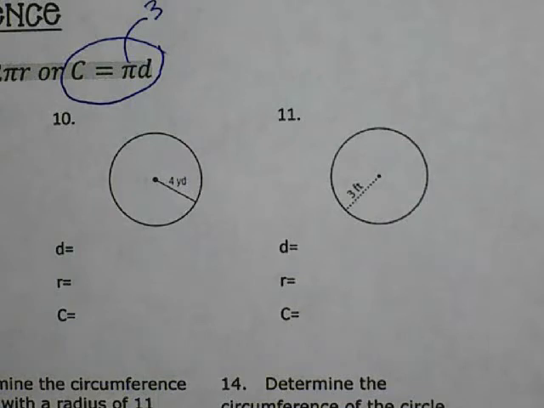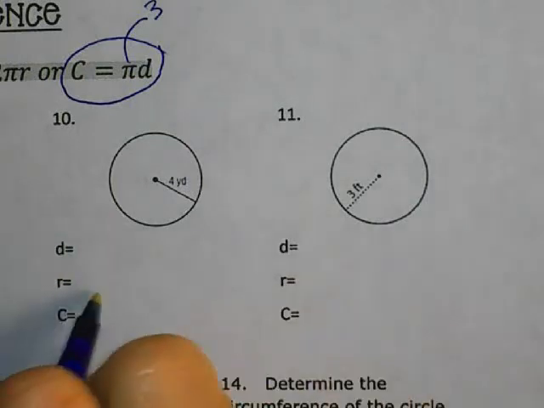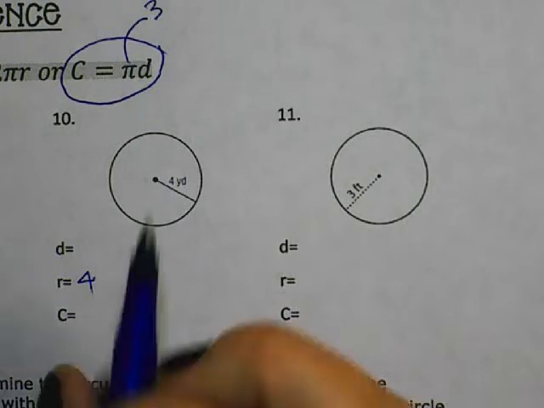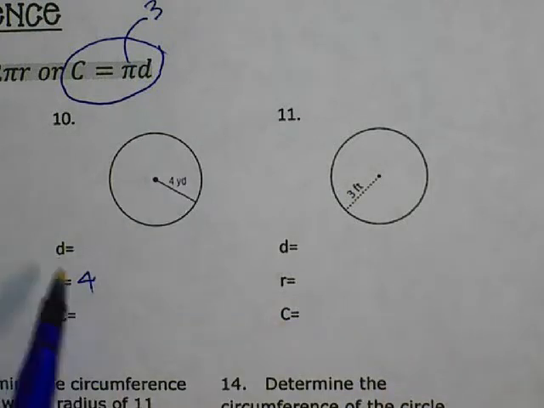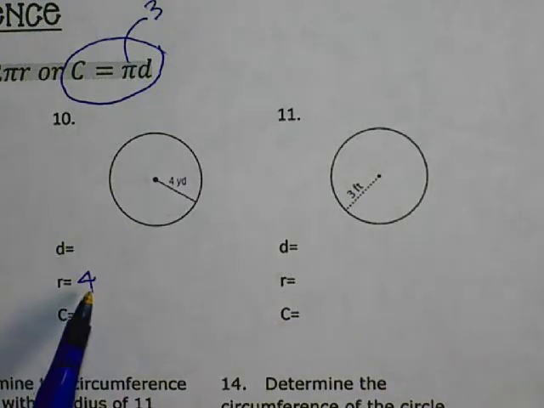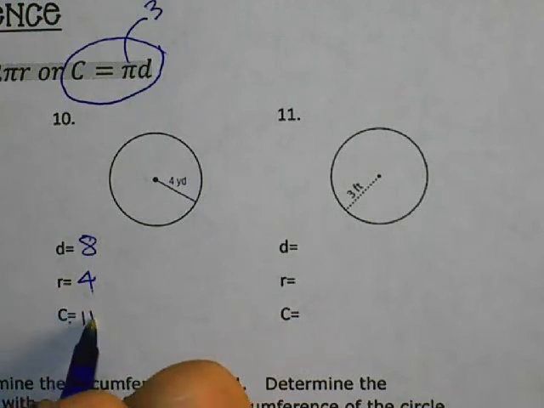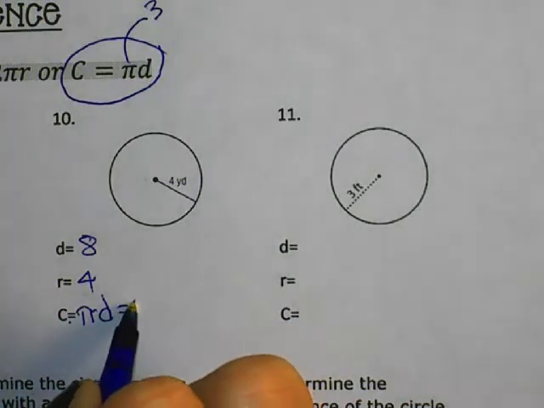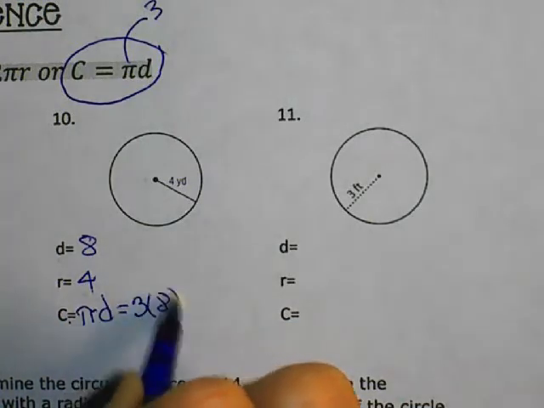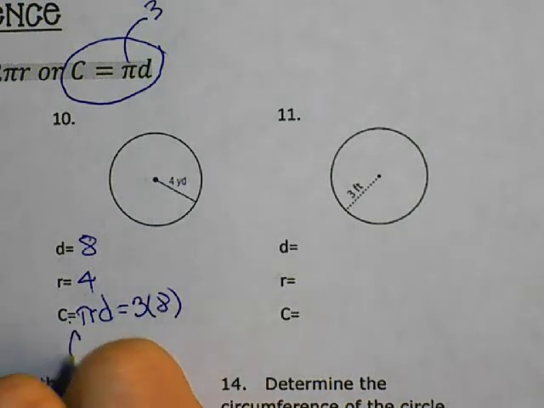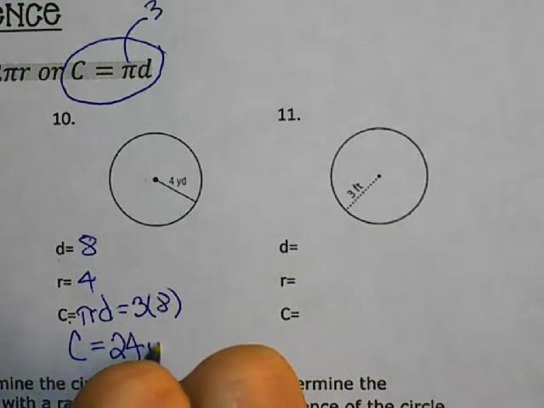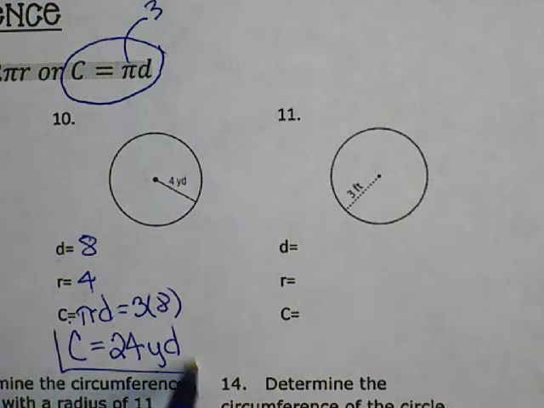Number 10 is giving us the radius of 4. So I will fill in my radius of 4. The diameter is twice the radius, so if I multiply 4 times 2, the diameter would be 8. I am still going to use the circumference equals pi times diameter, so I'm going to multiply 3 times 8. And I will get a circumference of 24 yards.